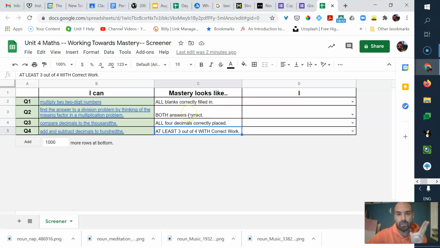For question 2, you need both answers to be correct. For question 3, you need all 4 decimals correctly placed. And on question 4, you need to get at least 3 out of the 4 with correct work. So if you didn't submit work, then it's not mastery. If your work isn't correct, like you don't use a proper strategy, like I would even imagine if you just use the algorithm, I don't know if I would consider that mastery or correct work. Because again, one of the things we're working on here as mathematicians is making our lives simpler. And the algorithm can complicate things. All right, so let's get started.